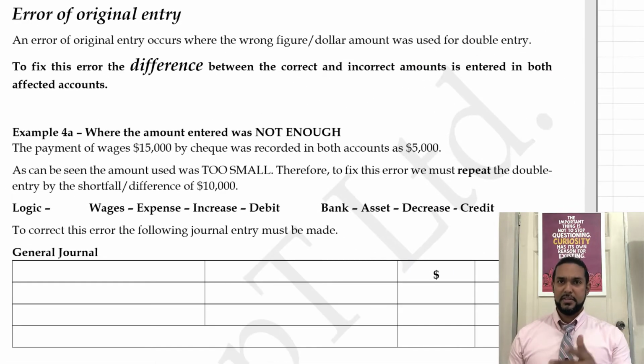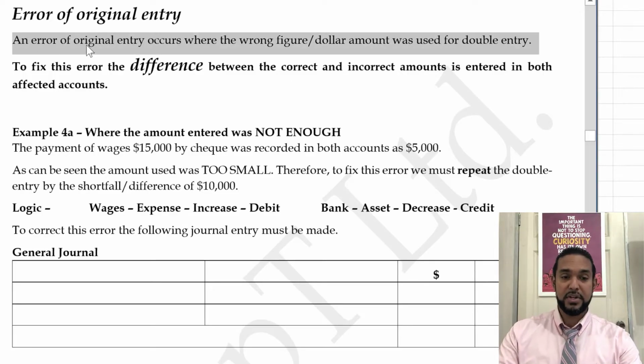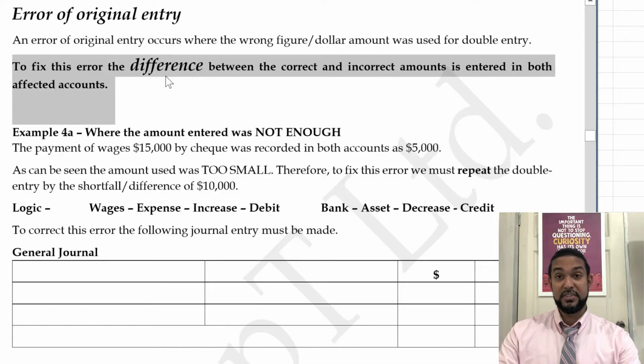Okay, let's take a look at this error, which is called an error of original entry. Now, this has to do with when you enter the wrong amount. An error of original entry occurs when the wrong figure or dollar amount was used for double entry. To fix this error, the difference between the correct and incorrect amounts is entered in both accounts.